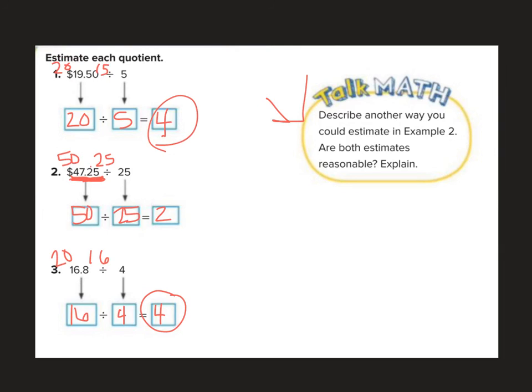So I could do 40 divided by 20, right? Because 20 is close to 25. Technically speaking, I should round 25 up to 30 if I was rounding to the nearest 10. But this would get a closer answer. So 47, if I said, is it closer to 40 or 60? Well, 47 is closer to 40. So 40 divided by 20 equals 2. Are both estimates reasonable? Sure, but I like this one better because it's closer numbers.